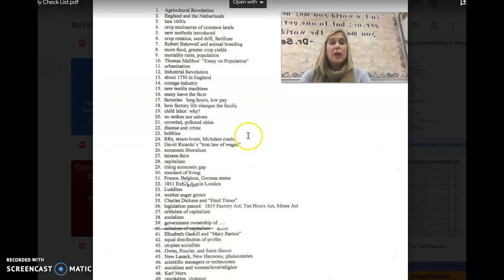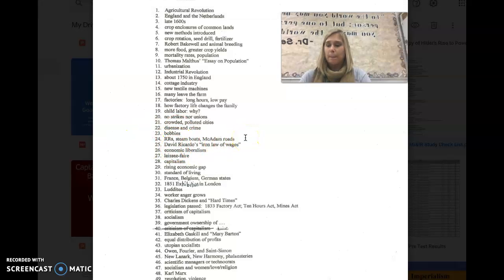24 are your examples of transportation methods, the improvements of transportation during the Industrial Revolution. So they're going to build railroads, steamboats, macadam roads. So make sure you go back and look over that information in your notes.